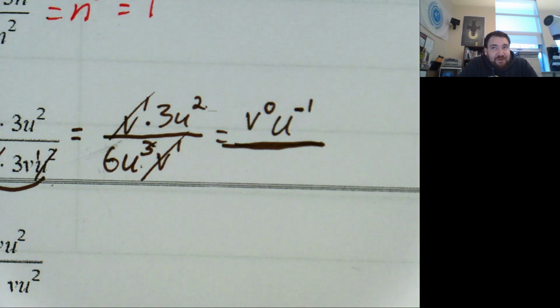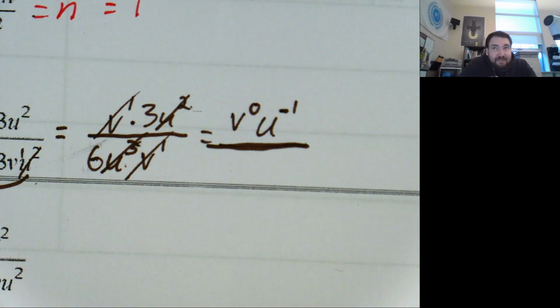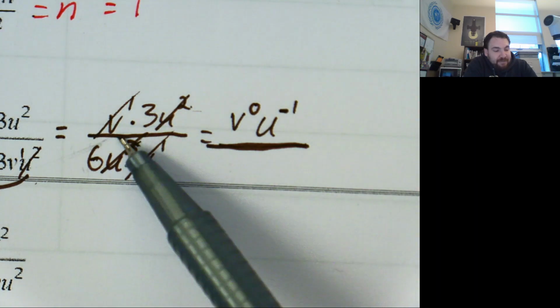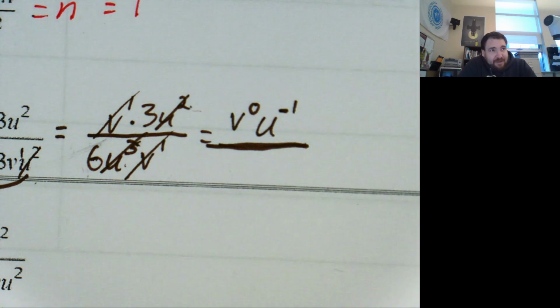And on my last step, Jordan, the U's are done, the V's are done. Now the 3 and the 6. The 6 is on the bottom, so it's top divided by bottom, 3 divided by 6. Almost. You can't divide 3.